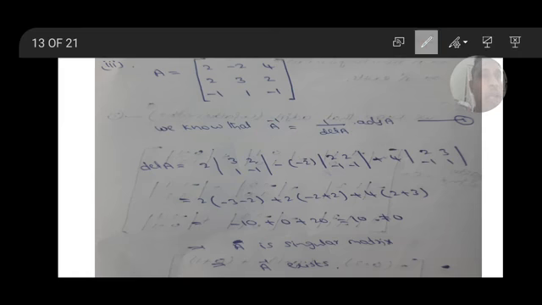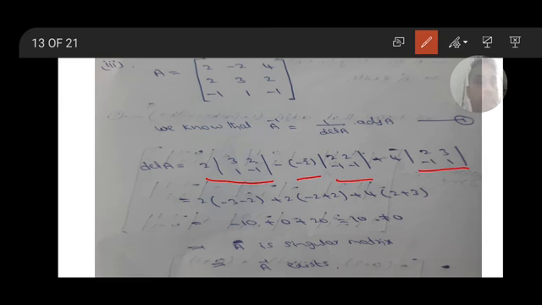find A inverse for A equal to 2, -2, 4, 2, 3, 2, -1, 1, -1. So we know the formula A inverse equal to 1 by det A into adjoint A. So first we need to find the determinant of A. What is the determinant? 2 into minor, so 3 2 1 -1, minus of -2 into minor 2 2 -1 -1, plus 4 into 2 3 -1 1.